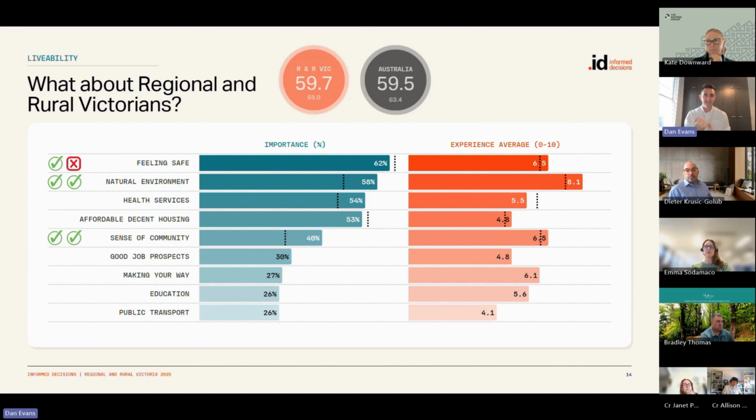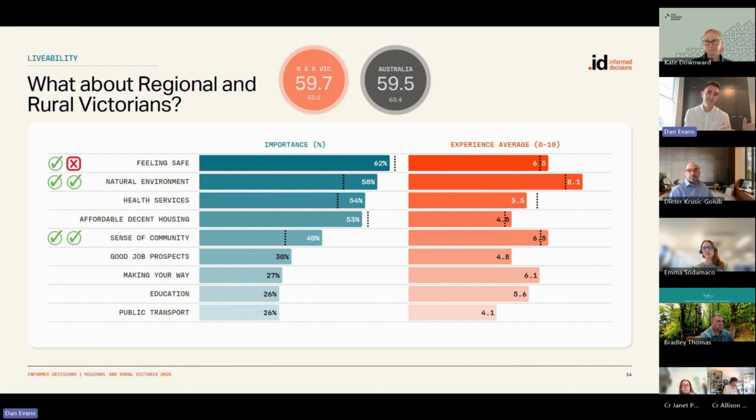I'll speak about the relationship between these two things using data in a moment, but you all know as regional and rural Victorians that these two things work well together. If you just look at this, the significantly higher value that the average regional and rural Australian places on a strong sense of community, 40% saying it's among the most important things, compared to 29% across Australia, which means a lot less in metropolitan areas.